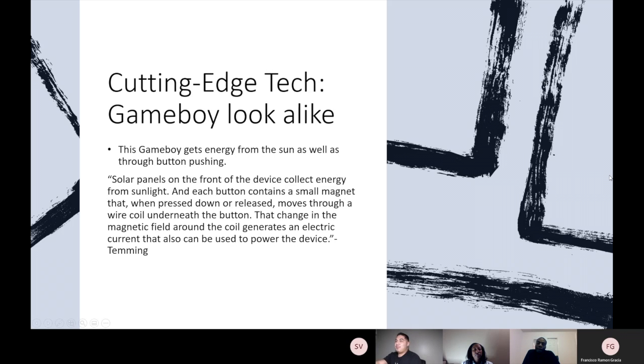So this cutting edge piece of tech that I saw, it was like a Game Boy lookalike, okay? But the thing is that it didn't have any batteries inside of it, and it was running on solar power and the button pressing, okay? So like it says right here, each button contained a small magnet that when pressed down or released, it moved through a wire coil underneath the button, and that change in the magnetic field around the coil generates an electric current that could be used to power the device. So you were powering it by playing it. That's how it was getting its energy.